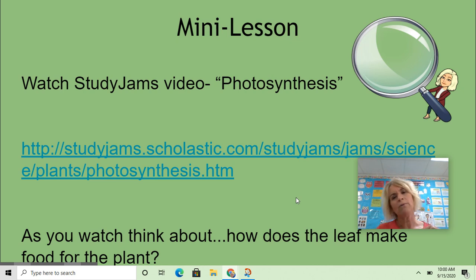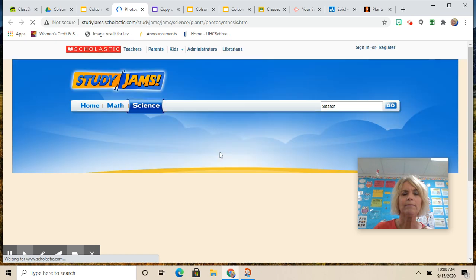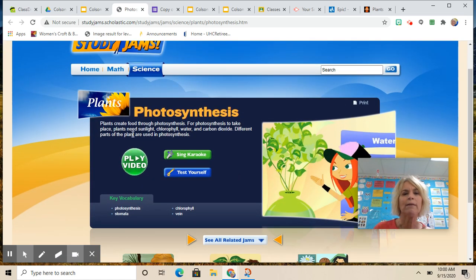So how does that leaf make food for the plant? Below our video, I'm going to give you the link to Study Jams, but I just want to show you what it will look like. So when you get to Study Jams, you're going to learn about photosynthesis. Plants create food through photosynthesis. For photosynthesis to take place, plants need sunlight, chlorophyll, water, and carbon dioxide. Different parts of the plant are used in photosynthesis.